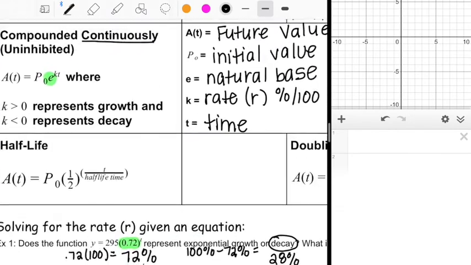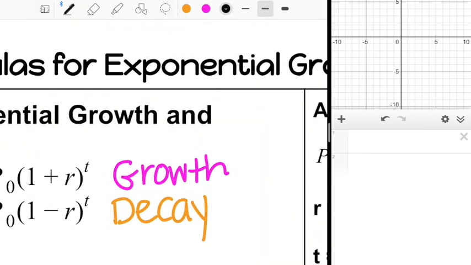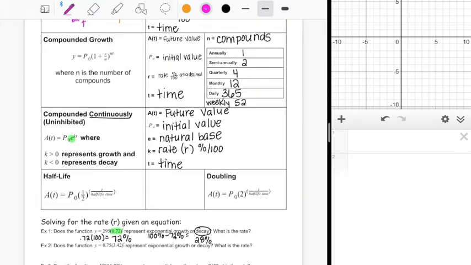All right, how did that come about? Well, that came about from my growth or decay formula. This right here represents 100%, and to that 100% you're going to add or subtract the rate. The rate is what we're looking for. So here's my 100%, and we're going to subtract the rate here. That's what we're looking for in these examples.